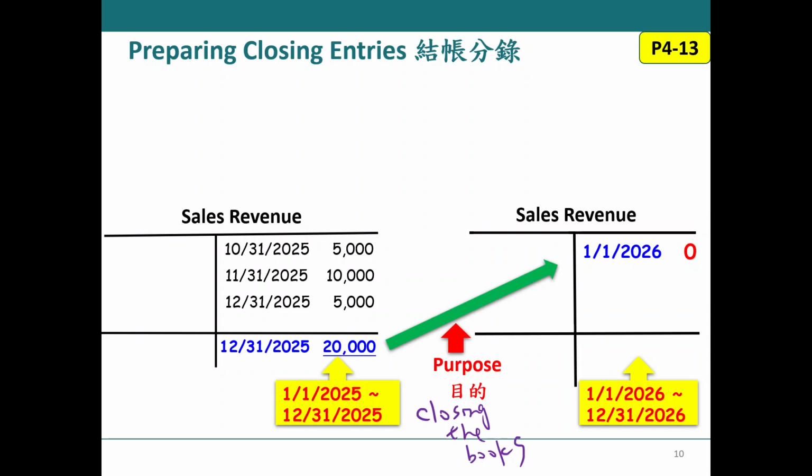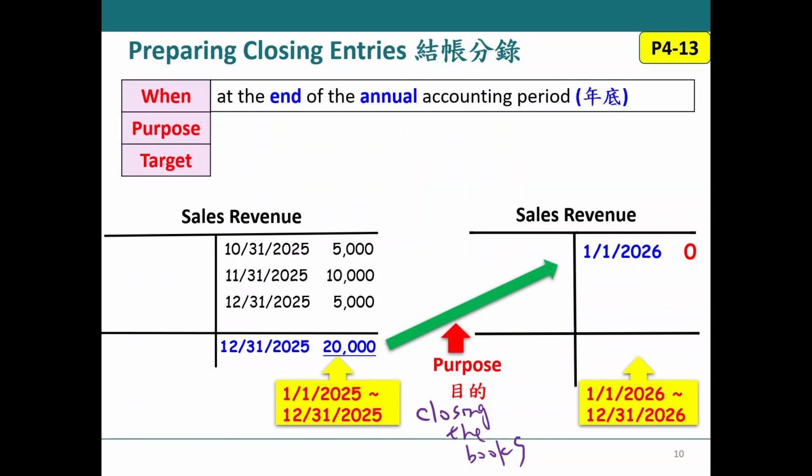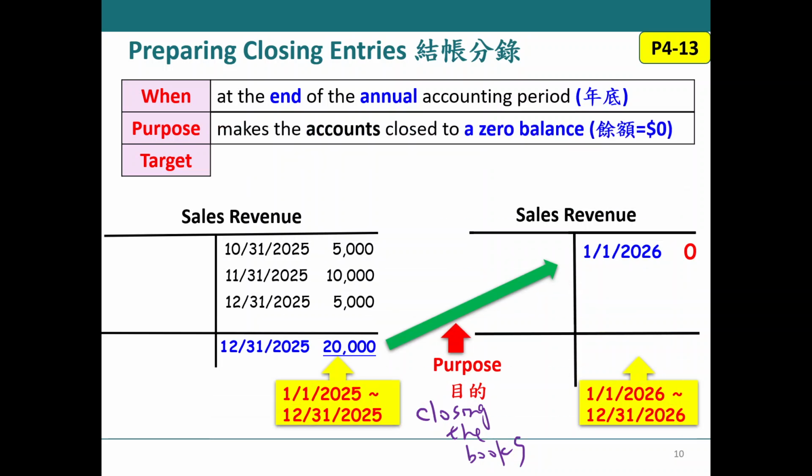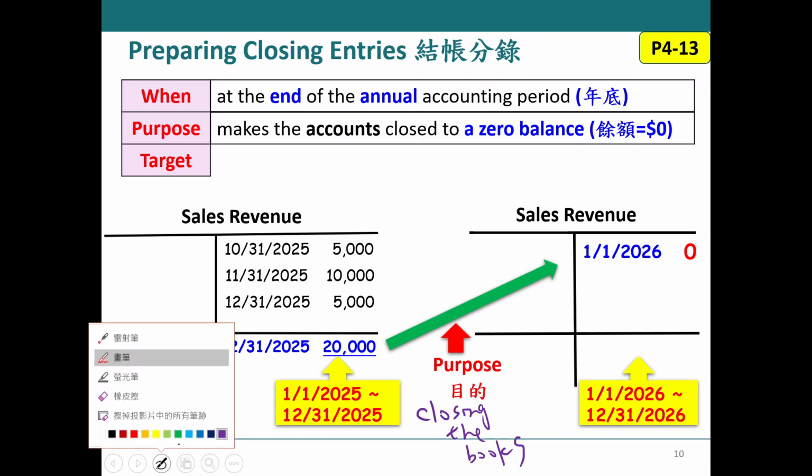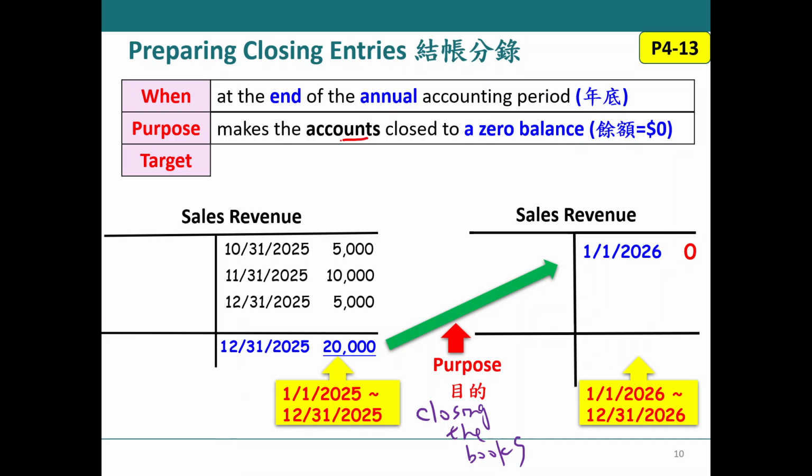So when we do that, remember when we do this kind of thing? On the last day of each year, right? Why? Because we want to make this account ready for next year. So on the last day of each year, the purpose is to make this account become 0. Ready for next year, right? So we make some accounts become 0. It's not every account. Some accounts become 0, okay? Why? When they become 0, they can be ready for next year.